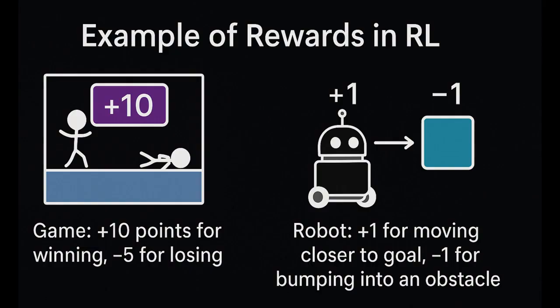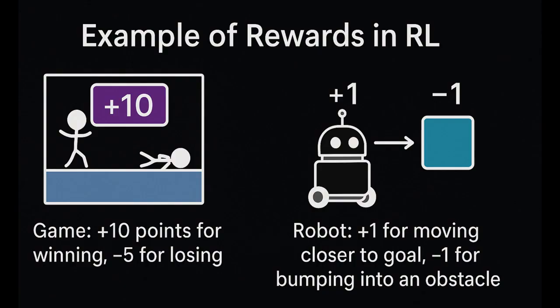Let's look at some examples. In a simple game, the agent could receive a reward of +10 for winning the game and -5 for losing. Similarly, for a robot navigating a maze, it could receive a reward of +1 for moving closer to the goal and -1 for hitting an obstacle.